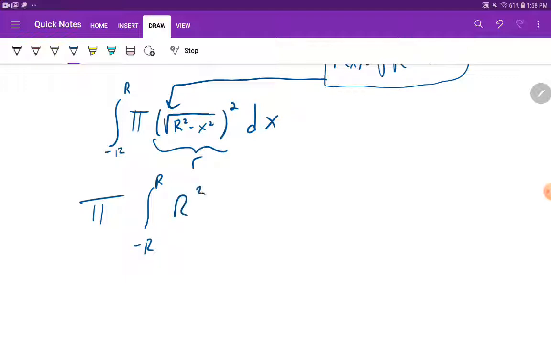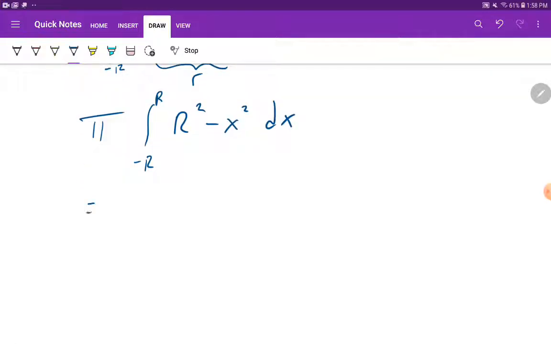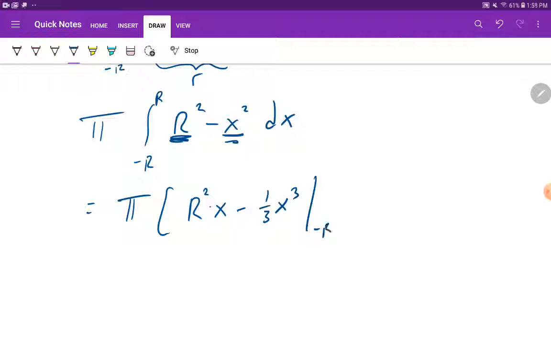So this becomes R squared minus x squared dx, and we like this part. This is the integration part, right? So if this is a constant, imagine that's a constant, how do I integrate a constant? Well, that should just be R squared times x. And then how do we integrate x squared? That's going to be negative 1/3 x cubed. We're going from negative R to R. I know it's a little confusing because there's like little r's and big R's. Just keep track. Once again, big R is a constant.